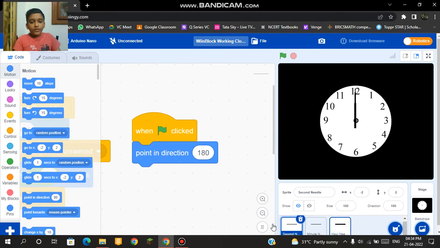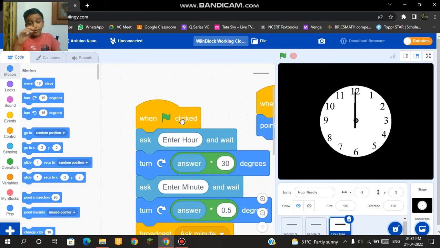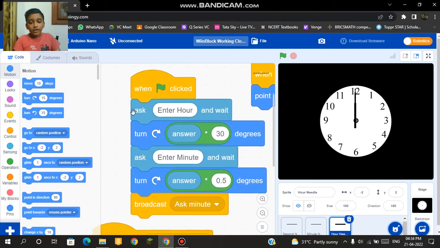Okay, so after that, in the hour needle, it will be when green flag clicked, and after that, it will ask enter hour and it will wait. Next, it will turn clockwise a certain degree, which is answer multiplied by 30. So the gap between each digit is 30 degree. So for example, if I put in 3 o'clock, then it will be 30, 60, and 90.